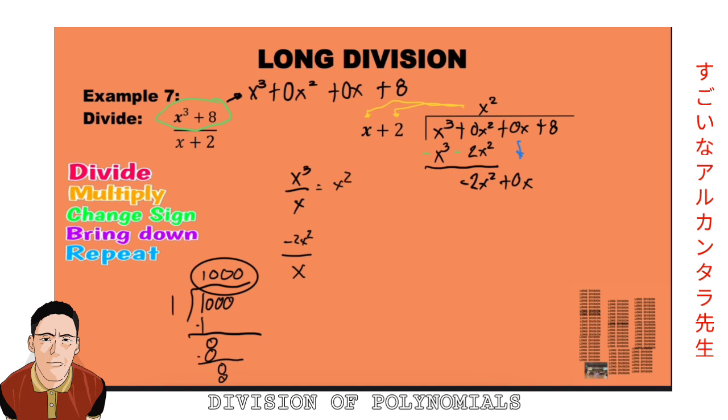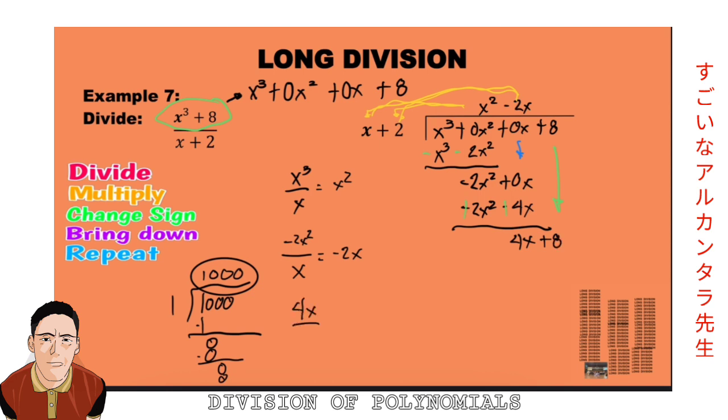This will give us negative 2x. So we write here minus 2x. We do the same thing over and over. Distribute. We get negative 2x squared, then negative 2x times 2, that will give us negative 4x. Now we change their signs, both will be positive. This will be 0 plus 4, 4x. Then we bring down the 8, and we'll have 4x plus 8.